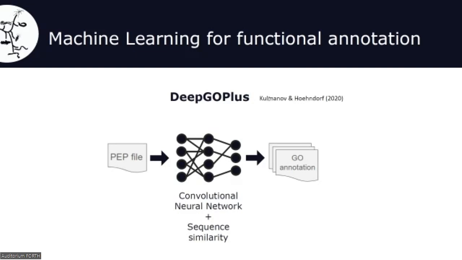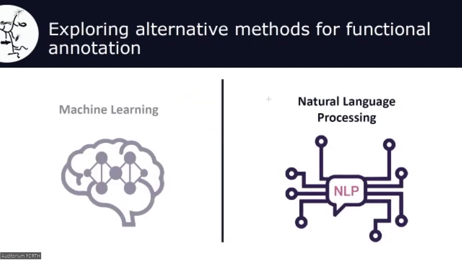For people like me who don't know a lot of machine learning, or for people that know less than me about molecular biology, you just give the list of proteins and you get the gene ontology terms. So it's pretty convenient. But there are other alternatives based on natural language processing.